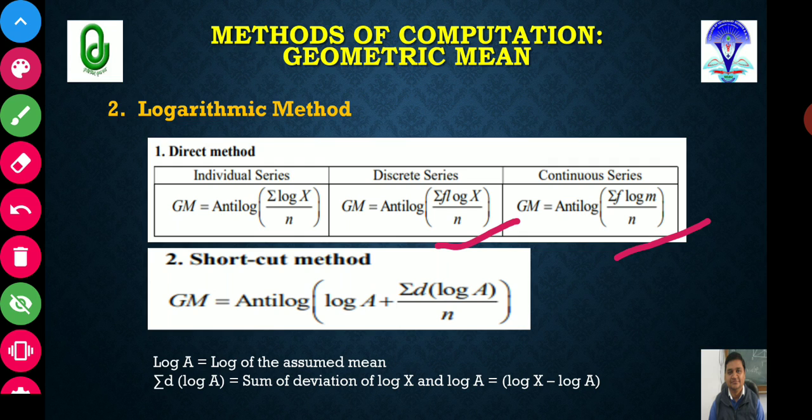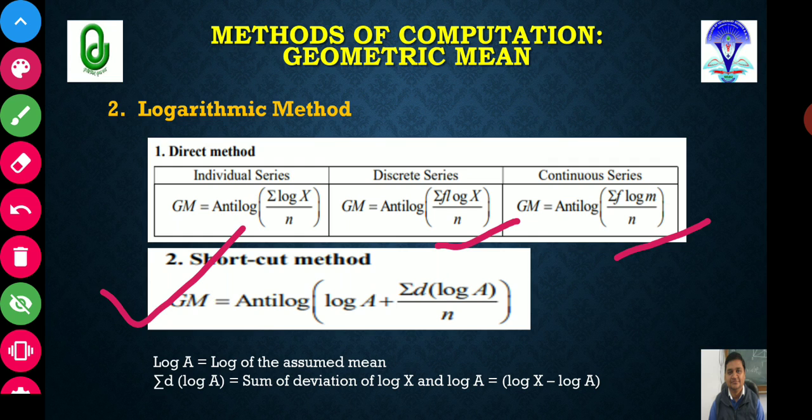Geometric mean is equal to antilog of summation log x divided by n, that is the total number of observations. Similarly, in the shortcut method, as we have already seen in our arithmetic mean class, we have to take an assumed mean. So here the formula changes accordingly. Geometric mean is equal to antilog of log a plus summation d log a, where a is the assumed mean, d is the difference between log x and log a, all divided by the total number of observations. I think this is clear to you.